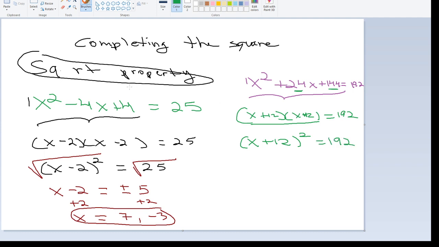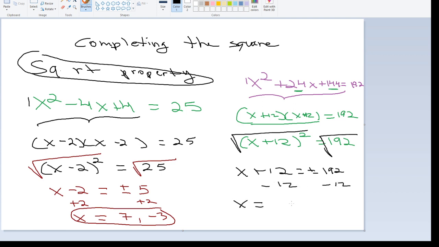Next, we apply the square root property to both sides, and we do this to eliminate the exponent of 2. So that will yield us x plus 12 equals plus or minus the square root of 192. And the final step here is to get x by itself. So x equals, well, we have two operations. X equals plus or minus the square root of 192 minus 12. So that's going to give us two answers, a positive one and a negative one. So that is the square root property.